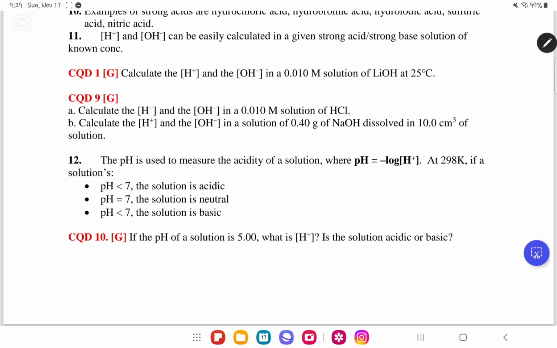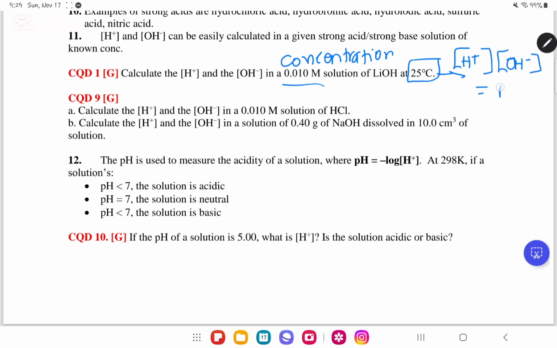Calculate the concentration of H plus and the concentration of OH minus in a 0.010 molarity solution of LiOH at 25 degrees Celsius. At 25 degrees Celsius, always remember the concentration of H plus multiplied by the concentration of OH minus is going to be equal to 1 times 10 to the negative 14 molarity.